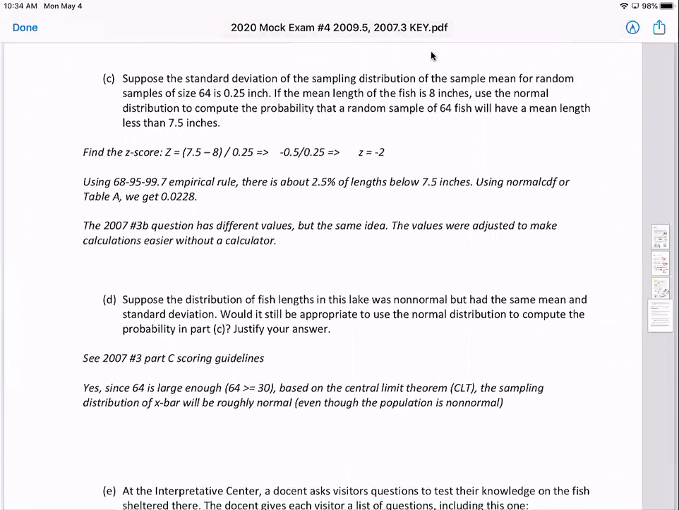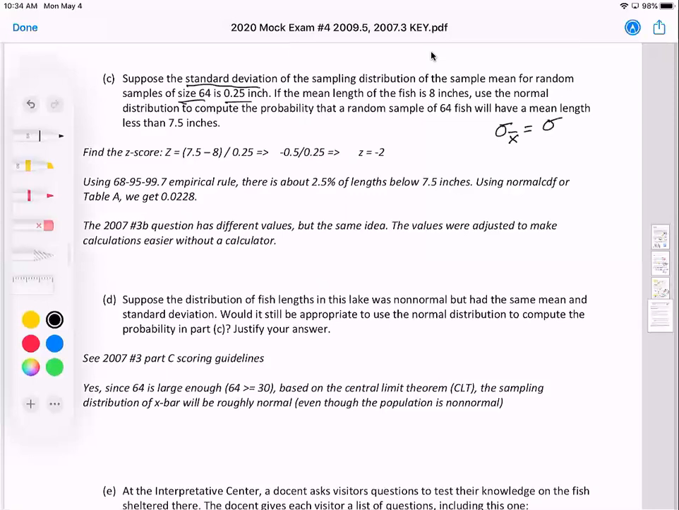Part C, suppose the standard deviation of the sampling distribution of the sample mean for random samples of size 64 is 0.25. So what that's giving you is sigma x bar. The standard deviation of the sampling distribution would be this formula, and we're being told that that equals 0.25. If the mean length is 8, like before, use the normal distribution to compute the probability that a random sample of 64 will have a mean length less than 7.5.